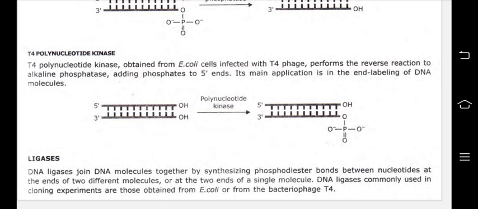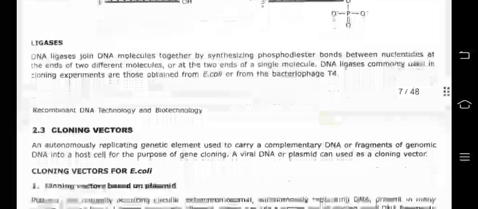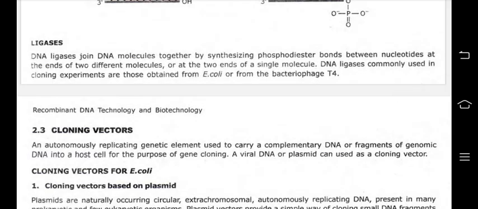Okay. Then ligases. DNA ligases join DNA molecules together by synthesizing phosphodiester bonds between nucleotides at the ends of two different molecules or at the two ends of a single molecule. DNA ligases commonly used in cloning experiments are those obtained from E. coli or from the bacteriophage T4.